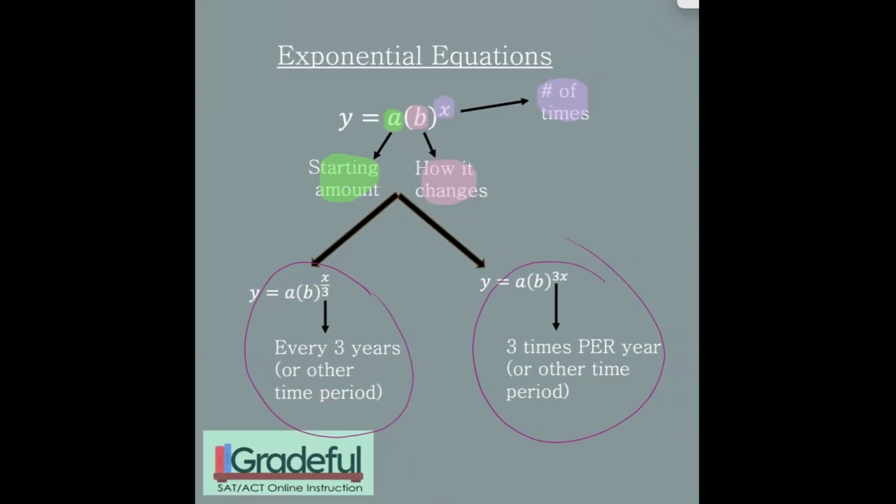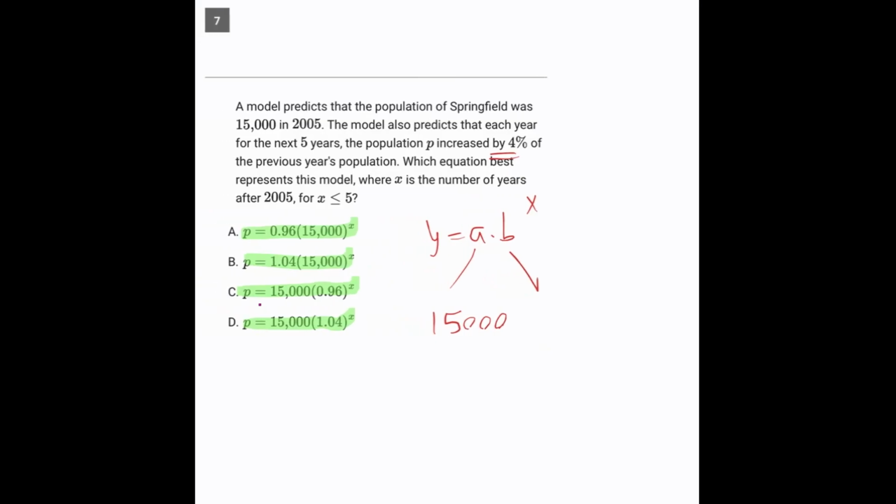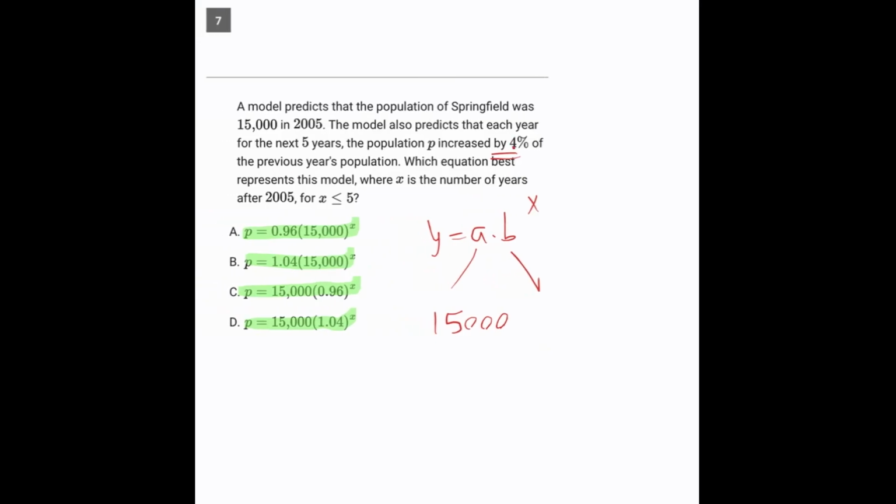To go up by a certain percent, you start at 100, and then you increase or decrease from there. That'll take you up to a certain number. For instance, up 25 takes you to 125, or down 25 takes you to 75. And then when you put them both in decimal form, you'll have 1.25 or 0.75. So multiplying something by 0.75 means you're lowering it 25%. Multiplying by 1.25 means you're raising it 25%. Here, we're raising it 4%.